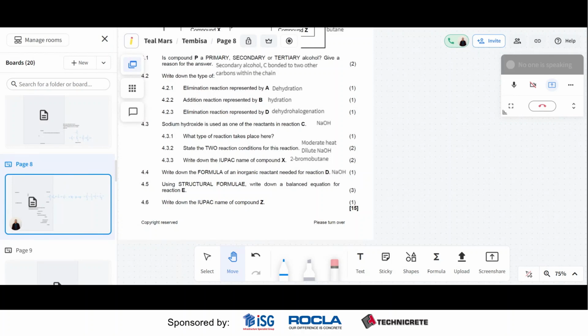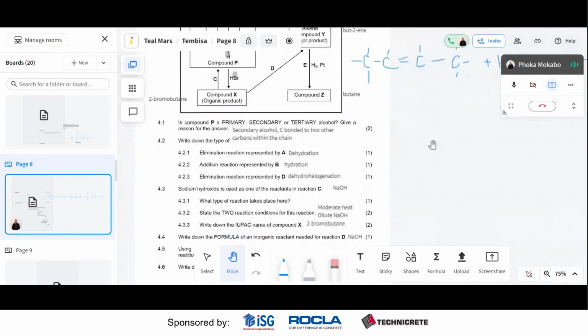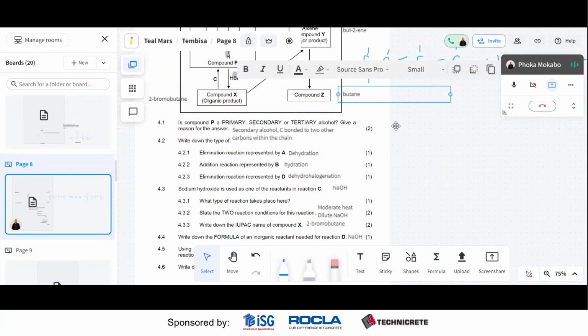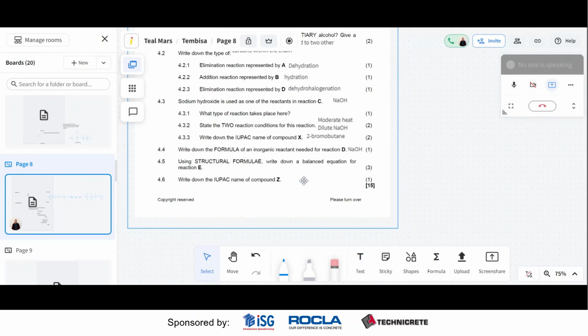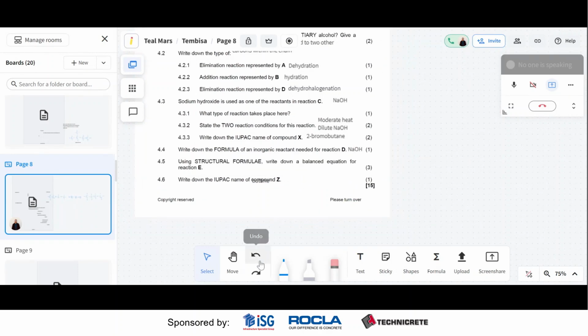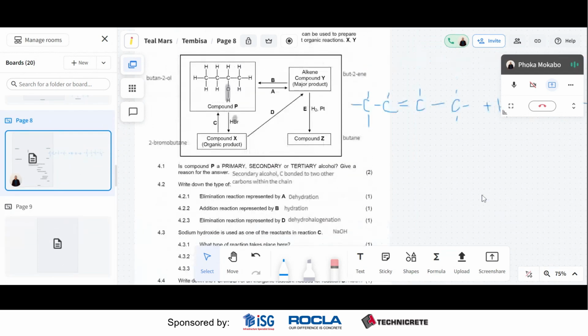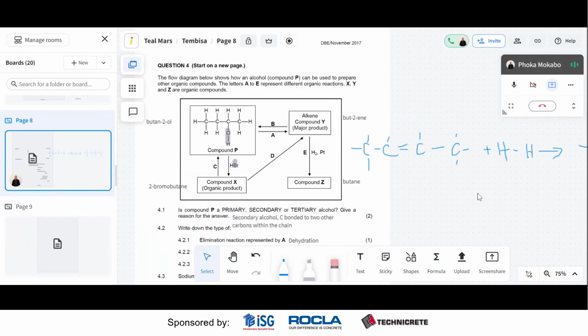The next question says, write down the IUPAC name of compound Z. Let's see. Oh, well, there we are. Once again, we've been able to answer a question before they really ask it. The compound Z has a name, butane. Okay, and that would be the end of question 4. Now, let's take a breather.